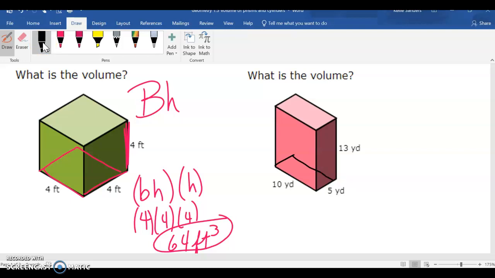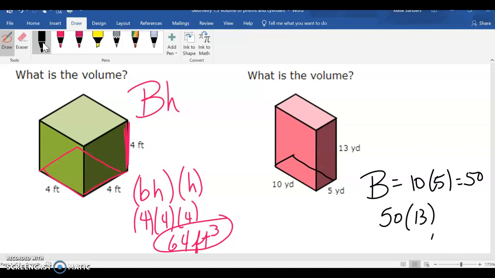So we have a rectangular base. So big B is going to be 10 times 5, which is 50. And then 50 times 13, which is 650 yards cubed.